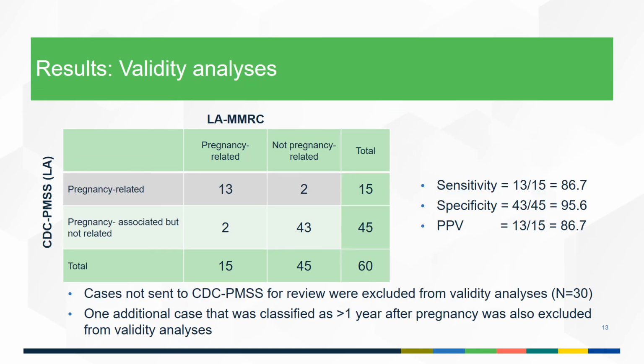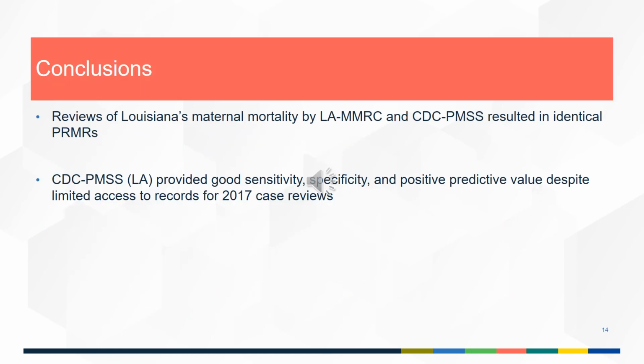For validity analyses, of the 60 cases that were reviewed and classified by both systems, sensitivity was 86.7%, specificity was 95.6%, and positive predictive value was 86.7%. In conclusion, both systems reported the same pregnancy-related mortality ratio, and PMSS demonstrated good sensitivity, specificity, and positive predictive value for 2017 Louisiana pregnancy-related maternal mortality.